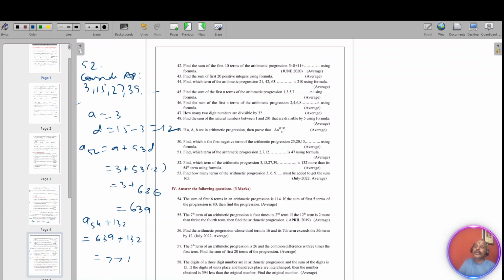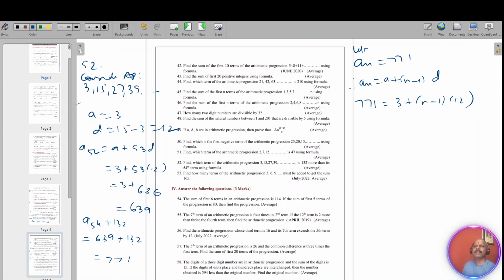Now they are asking which term is this 771 in this AP. It is the same as the earlier problems we saw, right? So we assign this to AN and find N. That's it. So let AN be equal to 771. Therefore AN is equal to A plus N minus 1 into D. 771 is equal to 3 plus N minus 1 into 12. You find N, you get the answer.